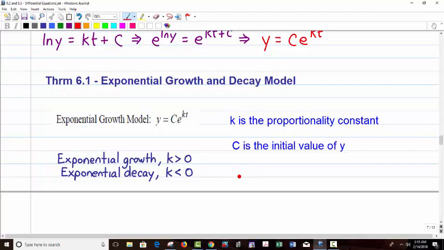It's the same model. The only difference is that if it's a growth model, k will be positive. If it's a decay model, k would be negative. So it's not two separate equations. k is your proportionality constant, and c will be the initial value of y. So let's say at time 0 we had 1,000 bacteria or something like that. That would be the c.